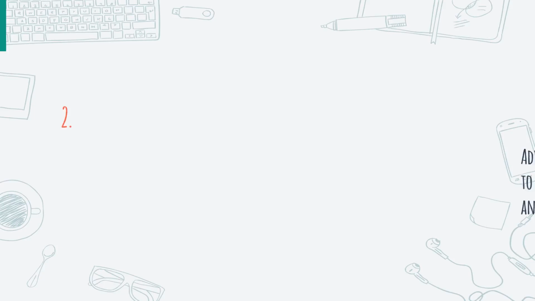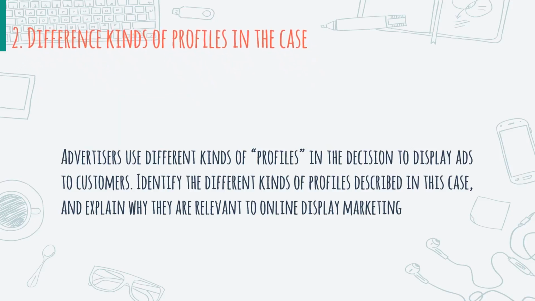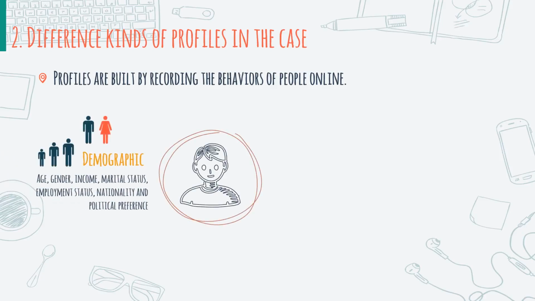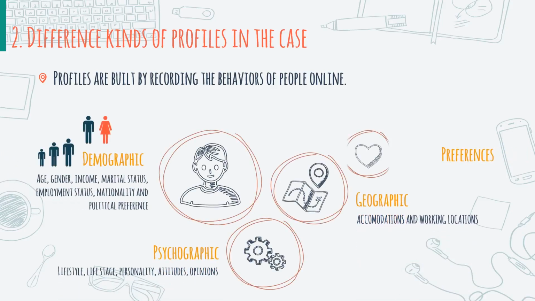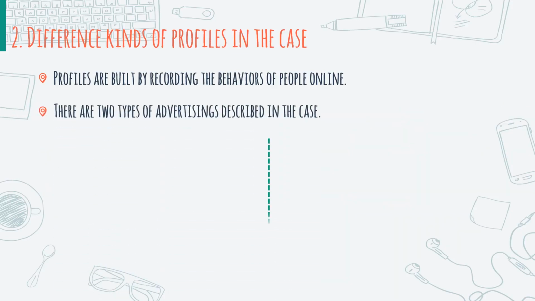To the second question, advertisers use different kinds of profiles in deciding to display ads to customers. Profiles are built by recording the behaviors of people online and inferring their interests, age, gender, location, preference, political and social attitudes. There are two types of advertising described in the case.